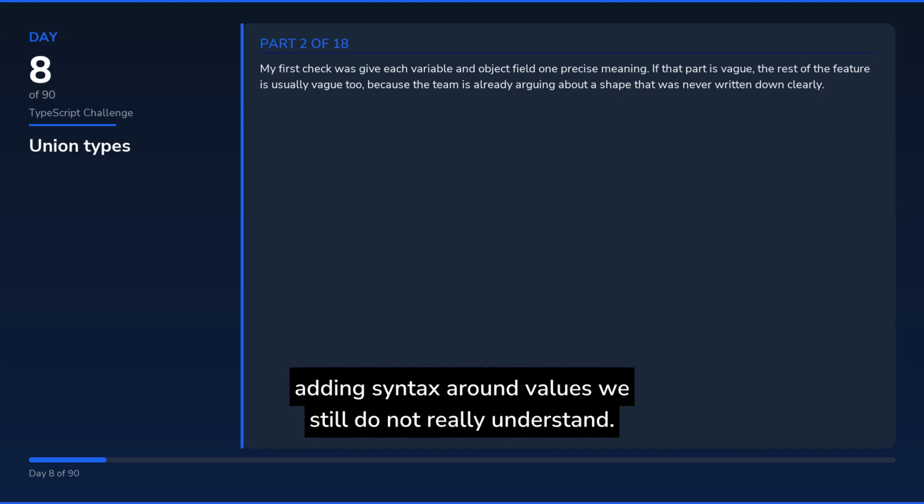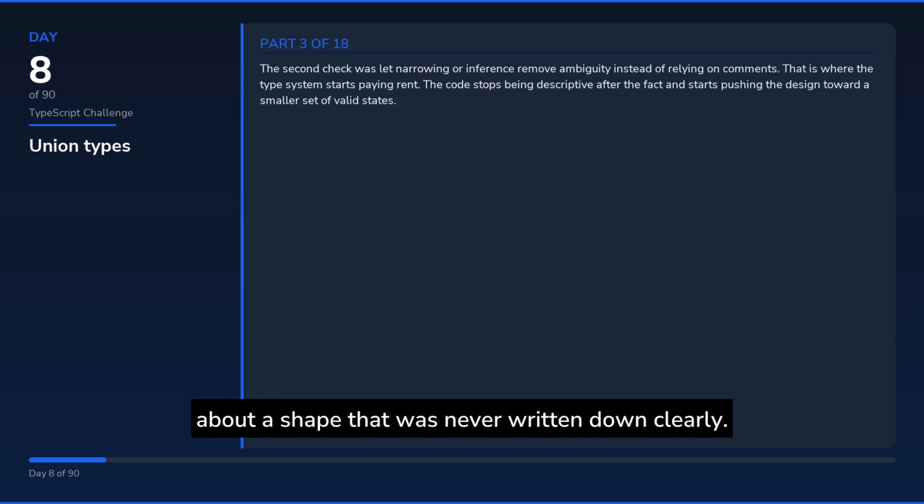My first check was give each variable and object field one precise meaning. If that part is vague, the rest of the feature is usually vague too, because the team is already arguing about a shape that was never written down clearly. The second check was let narrowing or inference remove ambiguity instead of relying on comments. That is where the type system starts paying rent. The code stops being descriptive after the fact and starts pushing the design toward a smaller set of valid states.